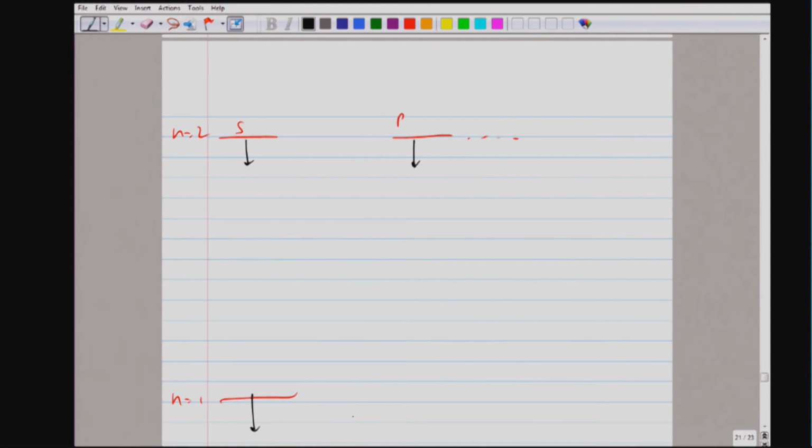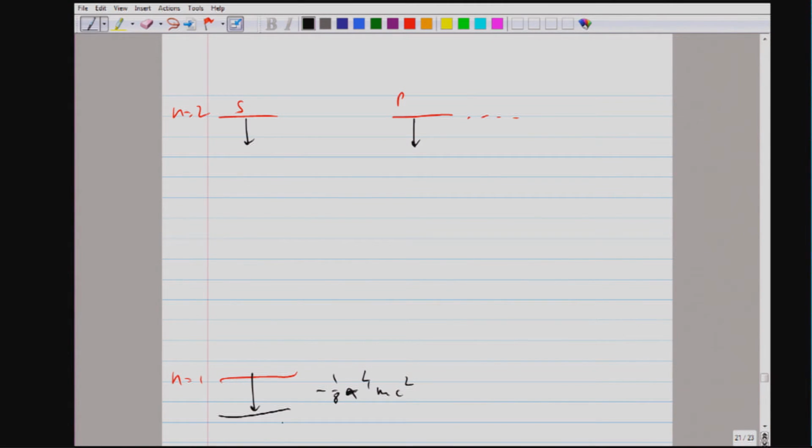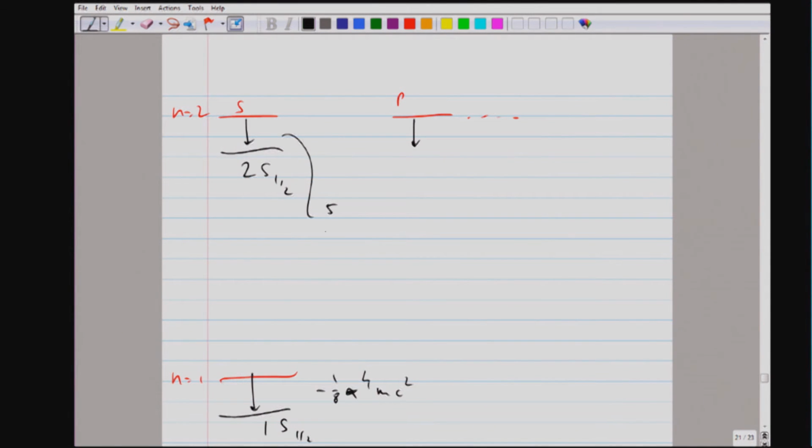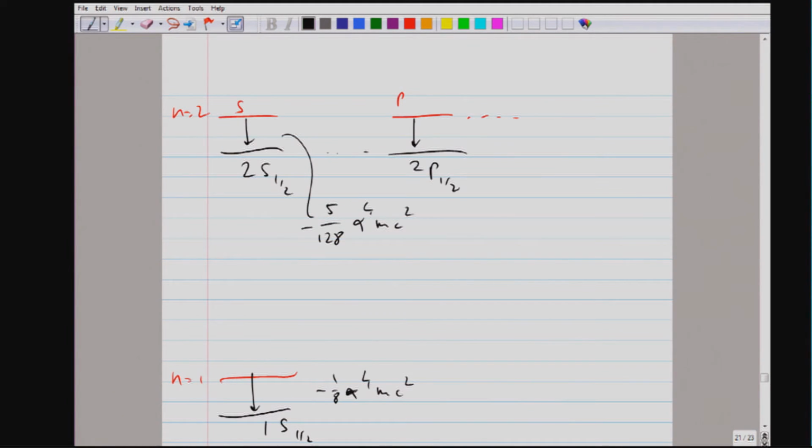In the ground state, I mentioned that the fine structure is alpha to the 4 mc squared. And for the ground state, the prefactor is -1/8. The term designation is 1S1/2. Here we get the 2S1/2 level, and the shift is -5/128 in the same unit, alpha to the 4 mc squared. We have the exact degeneracy between the 2S1/2 and the 2P1/2 state, whereas the 2P3/2 state is only shifted by -1/128.